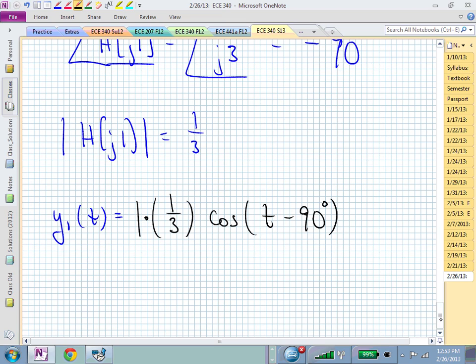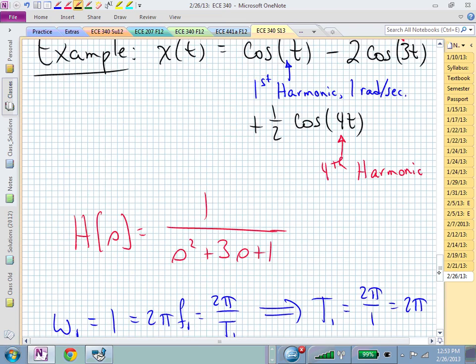The order of that system was what? What's the order of this h of s? Is it stable? Is it bounded input, bounded output stable?